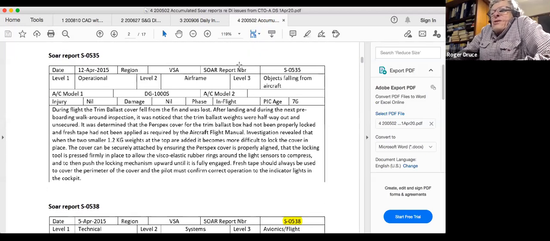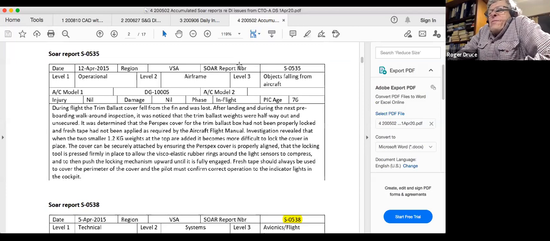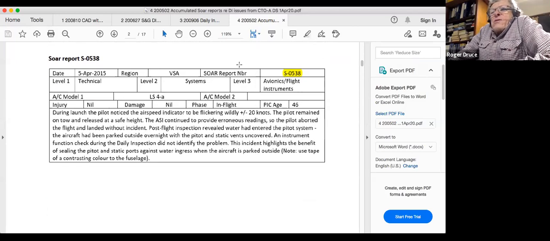Yes, here we go. Trim ballast cover fell off. The fin was lost. I think it's actually my gliding club. We've talked enough about that.